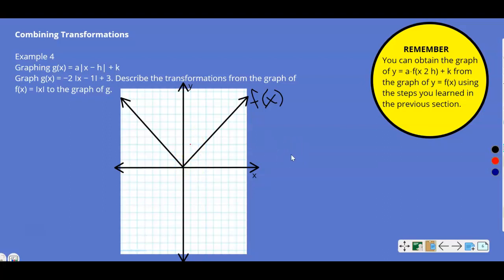And then we need to find a point to the left or the right of the vertex. So let's just say, let x equal 3. If x equals 3, we're going to plug in 3. 3 minus 1 is 2. Absolute value of 2 is 2. 2 times -2 is -4. -4 plus 3 is 1. Wait a minute, -4 plus 3 is -1.